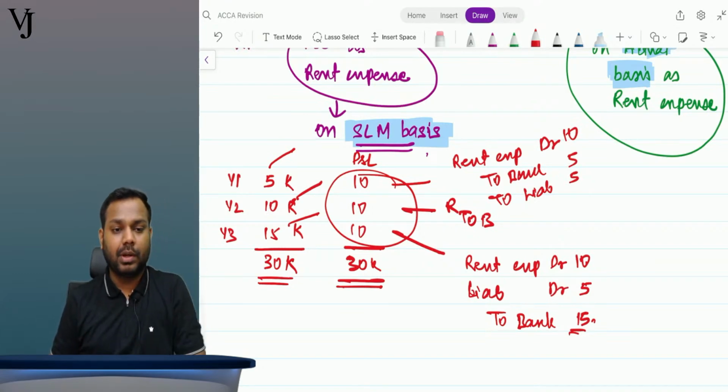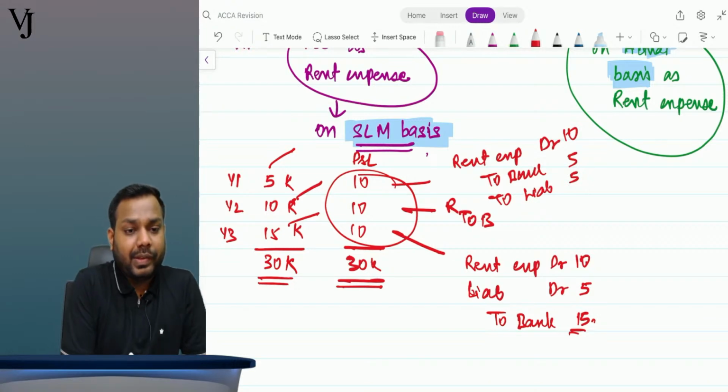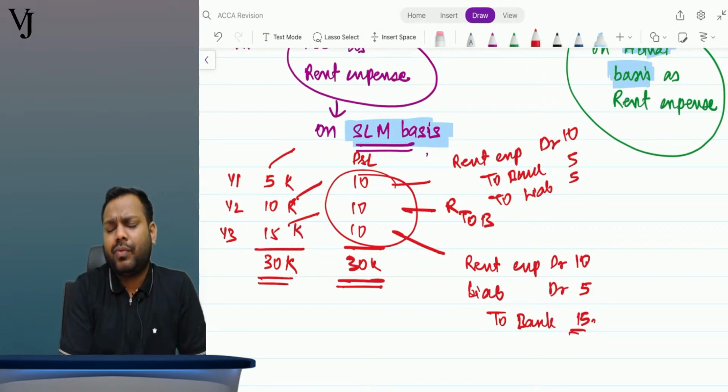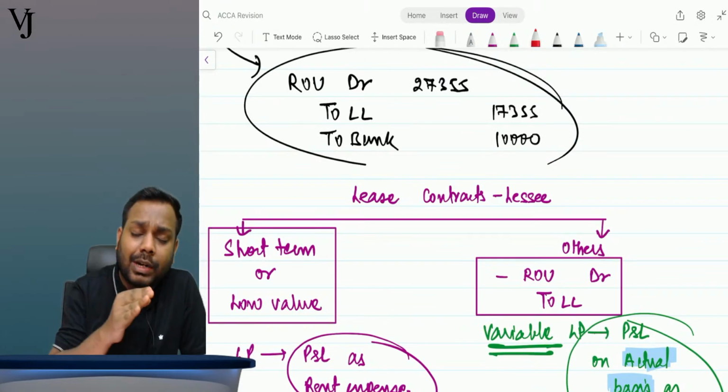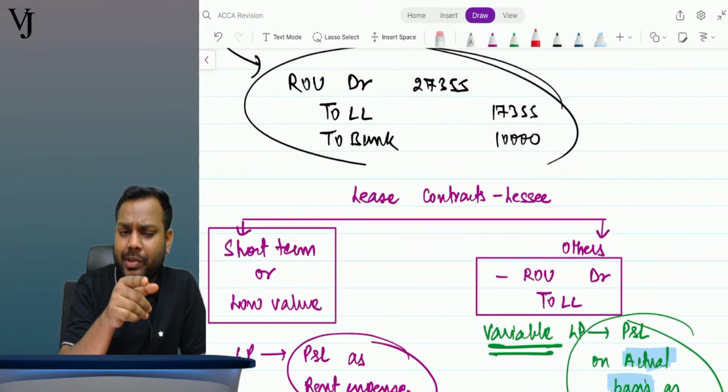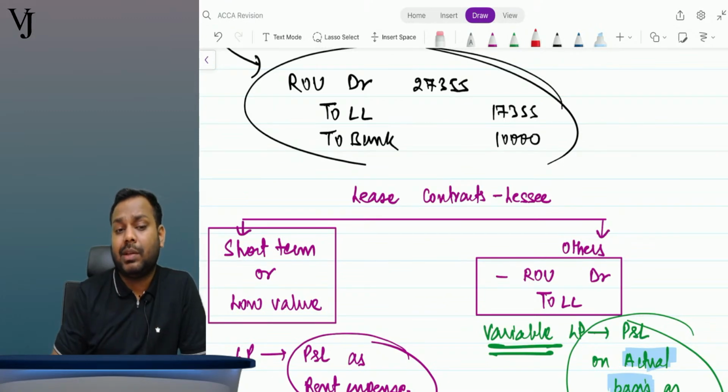Dakshesh is asking, so it means that for a 1 year contract, compulsorily I need to pass ROU to lease liability? Now understand, if it is a 1 year contract, what did I tell? Short term lease means up to 12 months. So 1 year means 12 months, right? So it can be a short term lease.